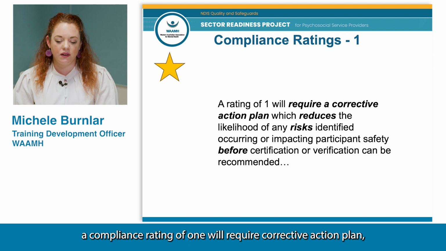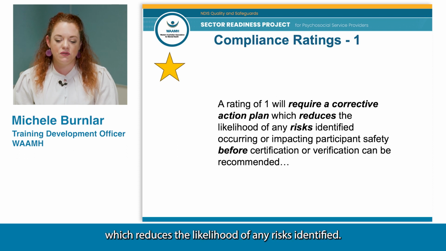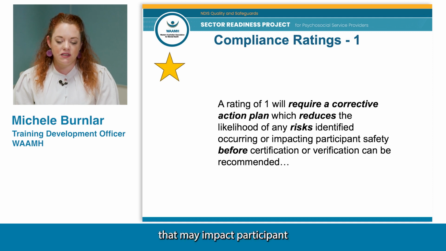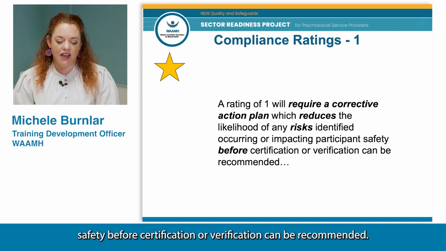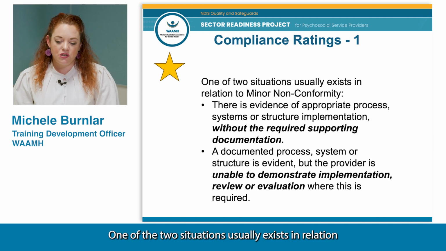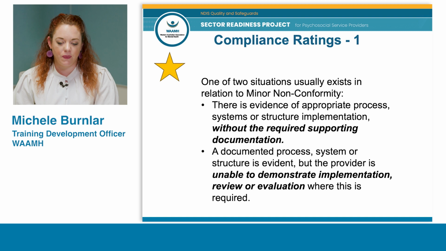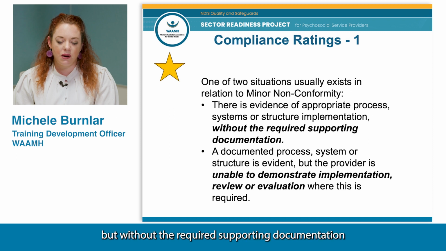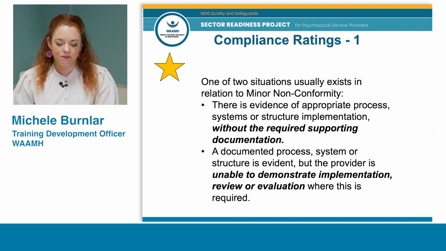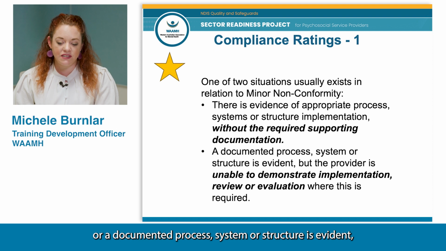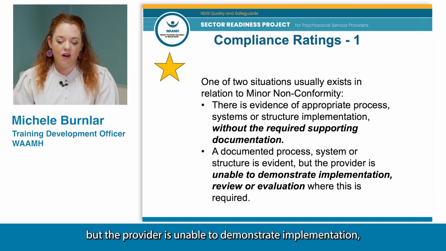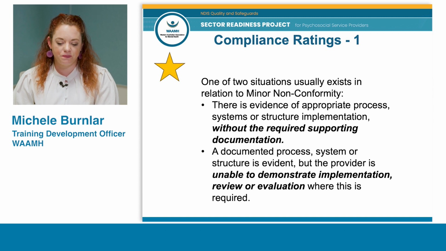A compliance rating of 1 will require a corrective action plan which reduces the likelihood of any risks identified that may impact participant safety before certification or verification can be recommended. One of two situations usually exists in relation to a minor non-conformity or a compliance rating of 1. There is evidence of appropriate process, systems or structure implementation, but without the required supporting documentation. Or a documented process, system or structure is evident, but the provider is unable to demonstrate implementation, review or evaluation where this is required.